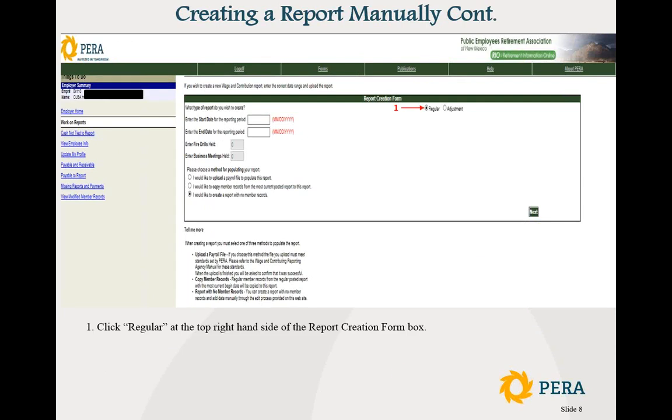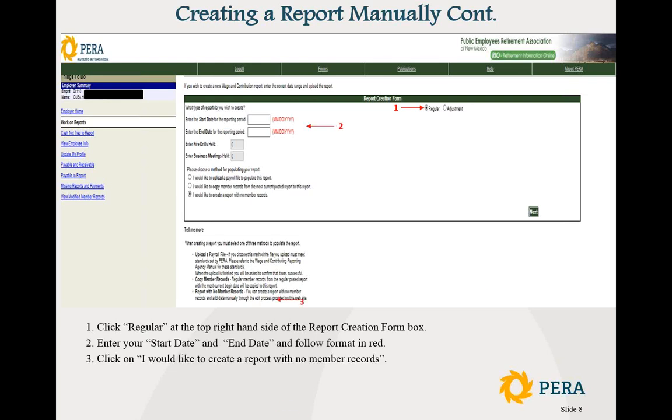First, click Regular at the top right-hand side of the report creation form box. Next, enter your start date and end date and follow the format in red. Click on I would like to create a report with no member records. Then click on Next.